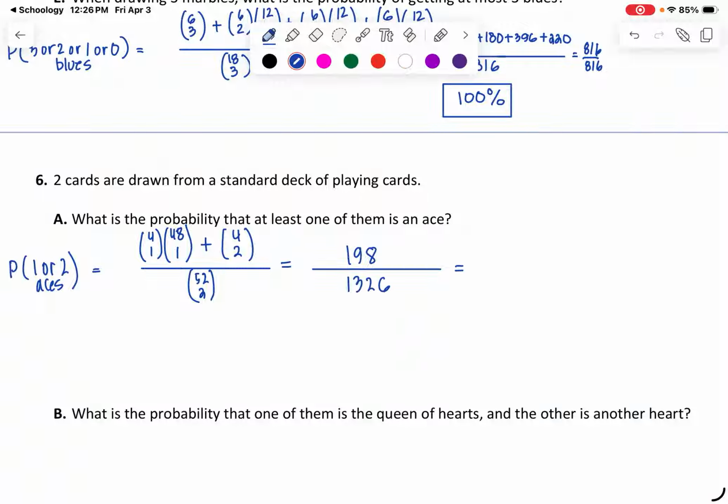I definitely used my calculator for the denominator, because no clue. 1326. Put that in your calculator, you get 0.14932. So that gives us 14.932%. Voila.